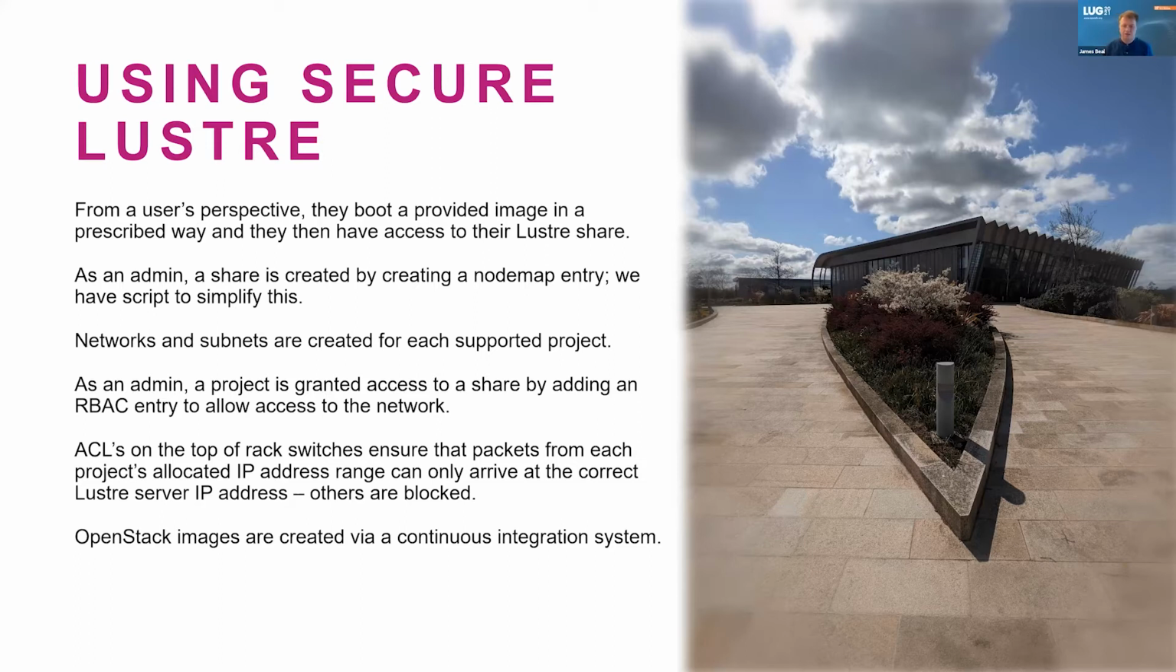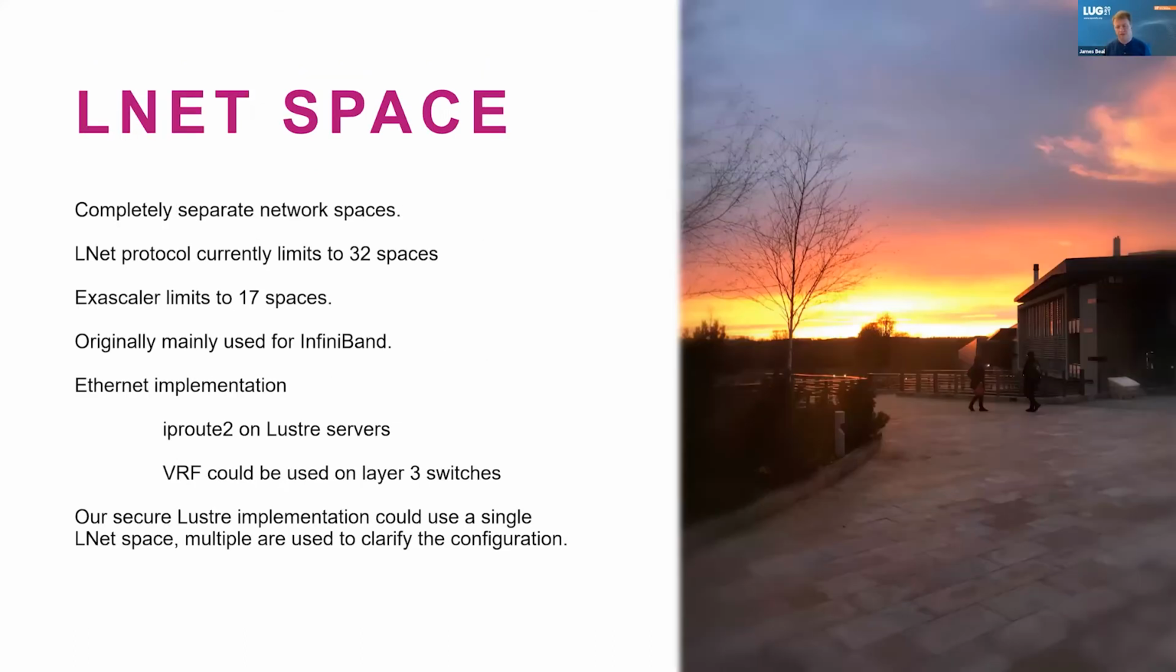A Lustre system can support up to 32 LNet spaces. However, XScaler, DDN's packaged Lustre, limits this further to 17 LNet spaces. These are independent LNet network spaces. We use the idea with Ethernet and have assigned each division in the institute to a separate LNet space, with the idea that a misconfiguration in the network would at worst leak data local to that division.